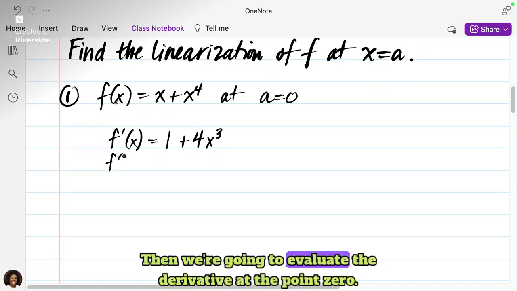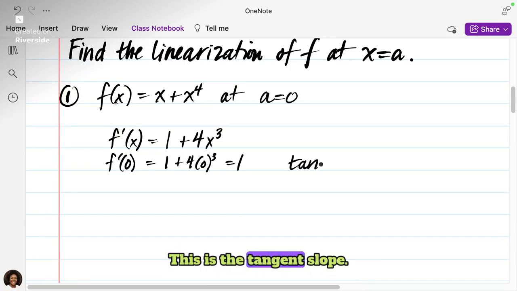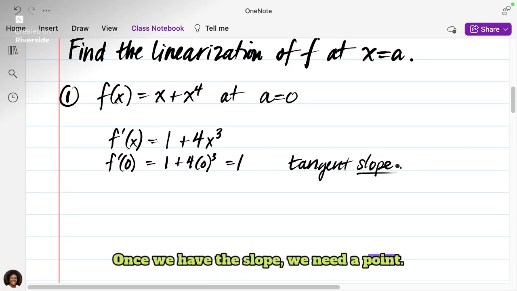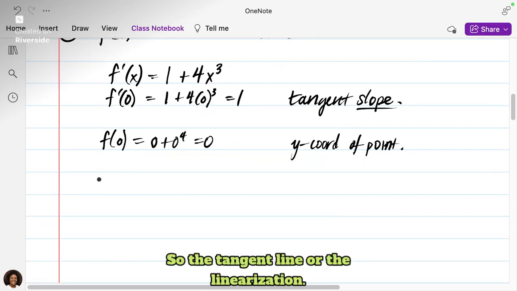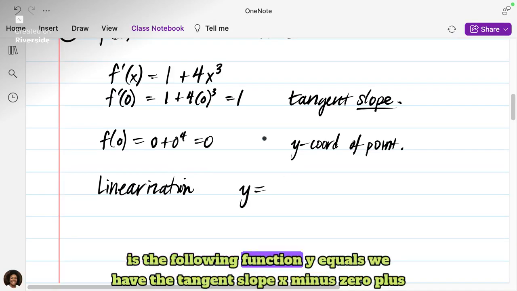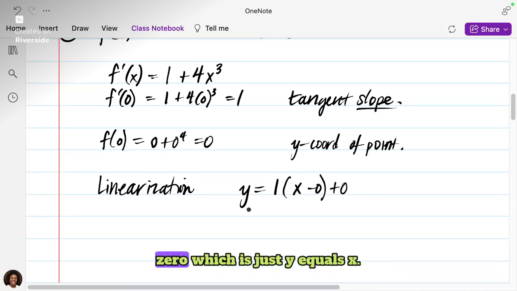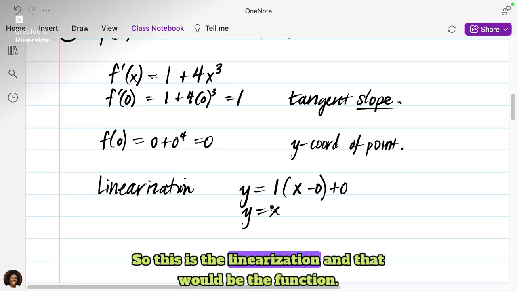Then we're going to evaluate the derivative at the point 0. This is the tangent slope. Once we have the slope, we need a point. We already have the x coordinate for the point, so we need the y coordinate for the point. This is the y coordinate. So the tangent line, or the linearization, is the following function. y equals, we have the tangent slope, times x minus 0, plus 0, which is just y equals x. So this is the linearization, and that would be the function.